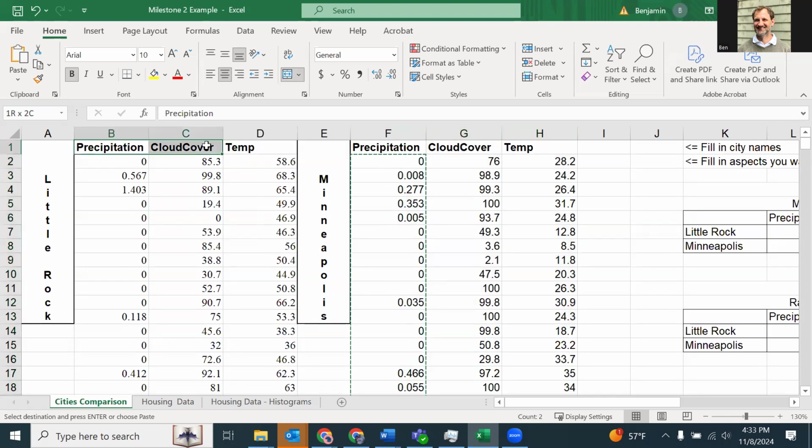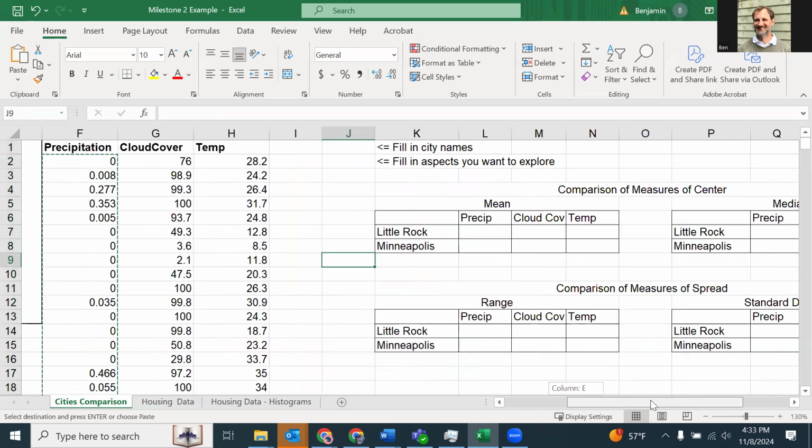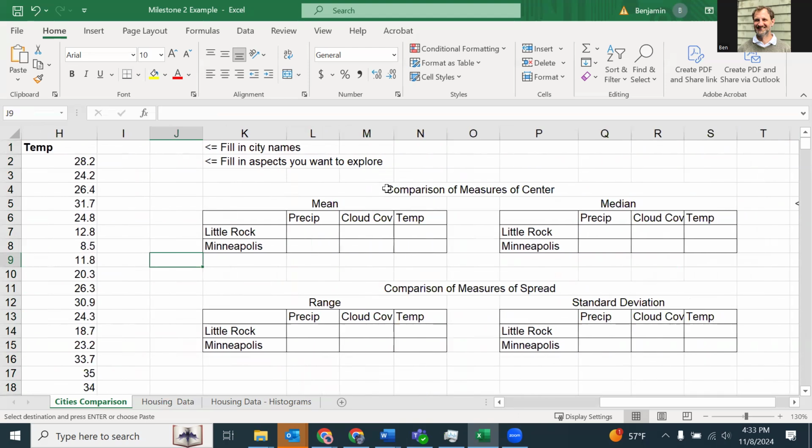If you left Aspect 1, Aspect 2, Aspect 3 on top here, that's fine. It doesn't matter. You do want to change the labels in this sheet. There's a lot of places where it says City 1, City 2. Don't leave it as City 1, City 2. Put your city names in here. And as you move over here, these are pretty standard choices. I would expect most people to do mean and median, range and standard deviation.